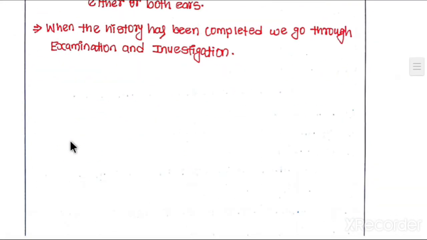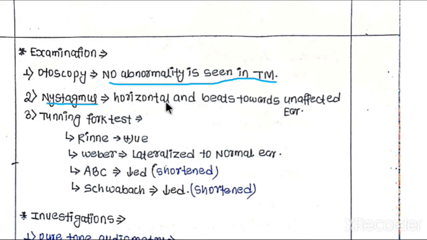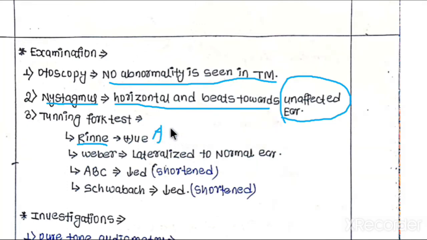Let's study the examination of Meniere's disease. On examination, first of all, on otoscopy, there is no abnormality seen in the tympanic membrane. Nystagmus: this nystagmus is generally horizontal and beats towards the unaffected ear, that is the normal ear. On tuning fork test, Rinne test is positive, that is AC is greater than BC. Air conduction is greater than bone conduction.